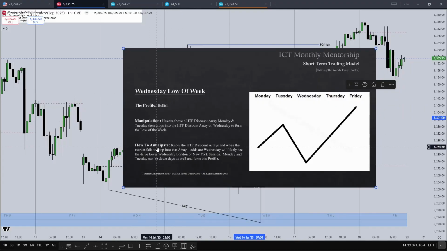How do you anticipate it? Know the high time frame discount array. We can see the weekly fair value gap, and when the market fails to drop into the array, odds are Wednesday will likely see the drive lower, in the Wednesday London or New York session.